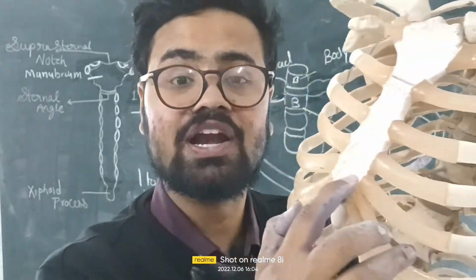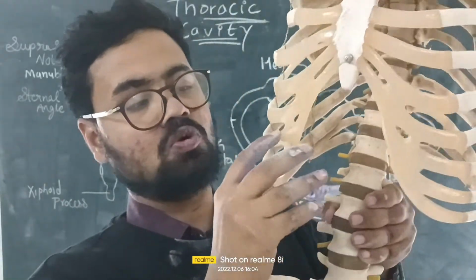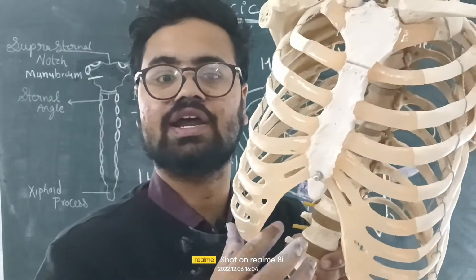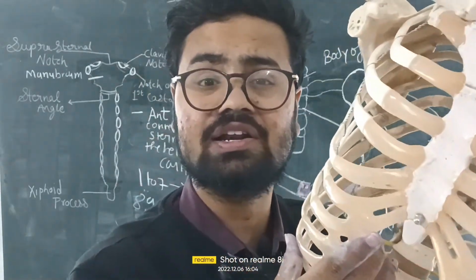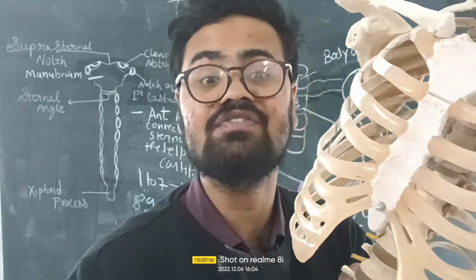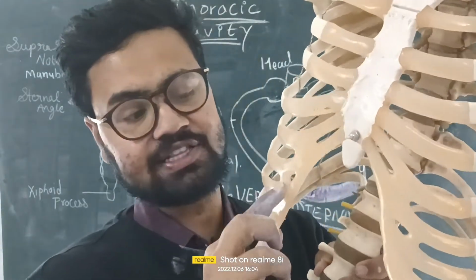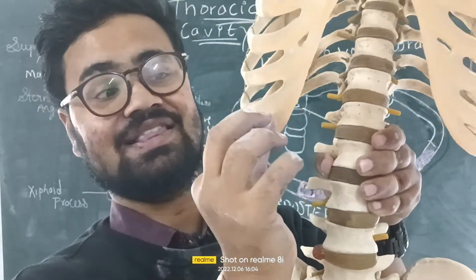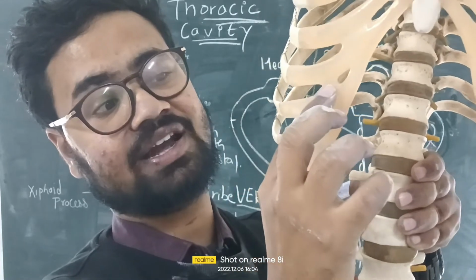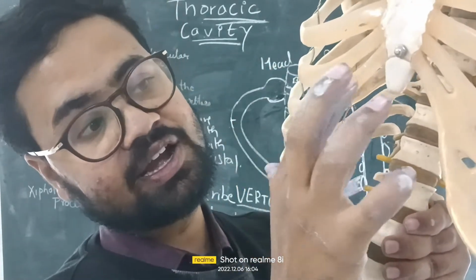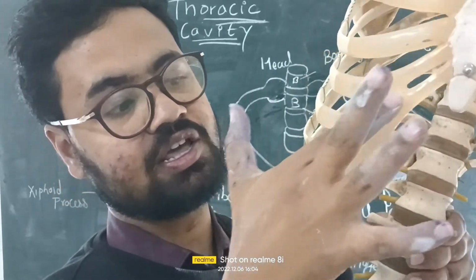Vertebrosternal ribs. Now let me talk about the false ribs. So the 8th one, the 9th one and the 10th one come in the category of vertebrochondral ribs. Vertebrochondral ribs. Chondral means cartilage, because the 8th rib, the 9th rib and the 10th rib are directly attached with the costal cartilage of the 7th rib. It is directly attached with the costal cartilage of the seventh rib.